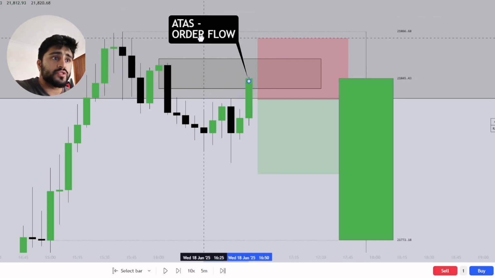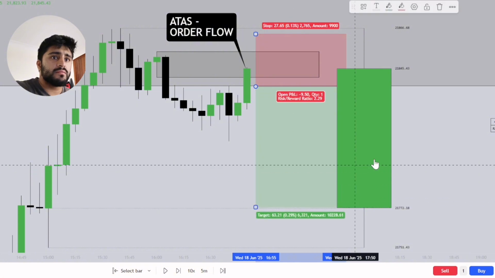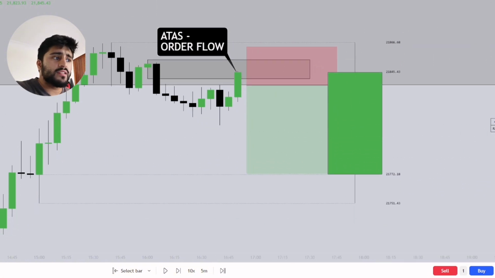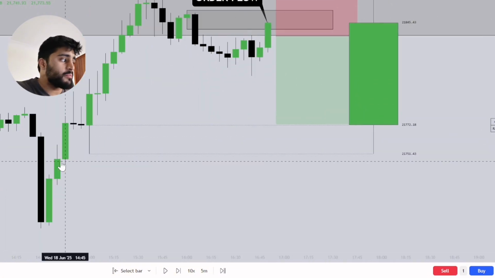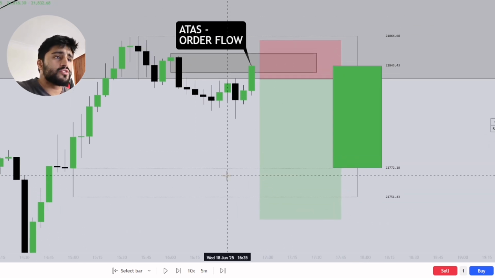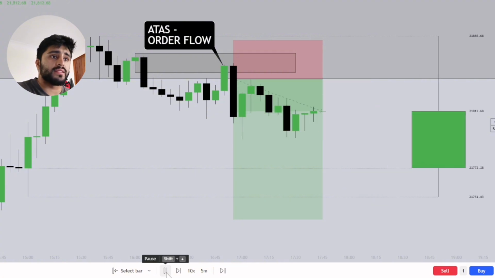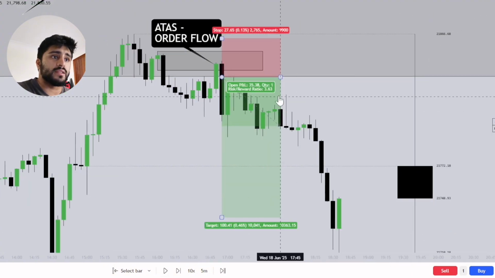You're looking for the absorption of buyers. Simply put, you want to be targeting the 10 a.m. Eastern as your first target, but realistically, you want to be targeting the fair value gap below the 10 a.m. Eastern, which is really down here. So that's a 1 to 2, 3, 4, depending on how you place your stop loss. We can see price eventually going and hitting our TP.